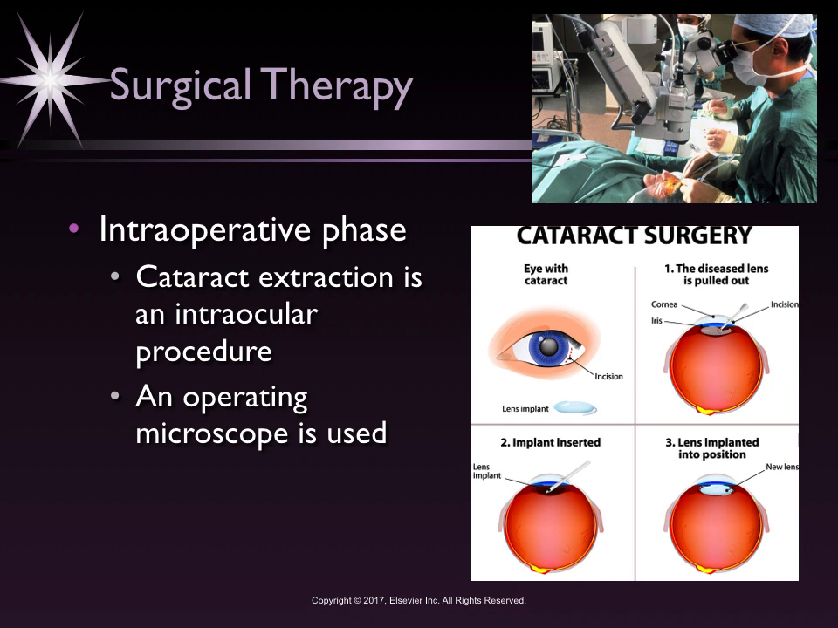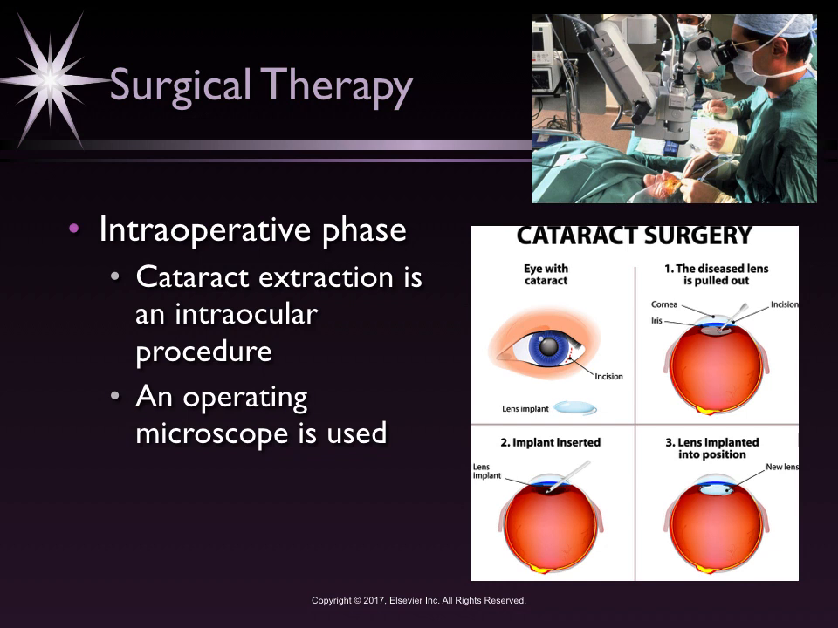In an extracapsular extraction, the surgeon removes the lens by phacoemulsification, which I have some pictures about all of that. And in that case, the nucleus is fragmented by ultrasonic vibration, and then it's aspirated out. And then the remaining cortex is aspirated with an irrigation and aspiration instrument.